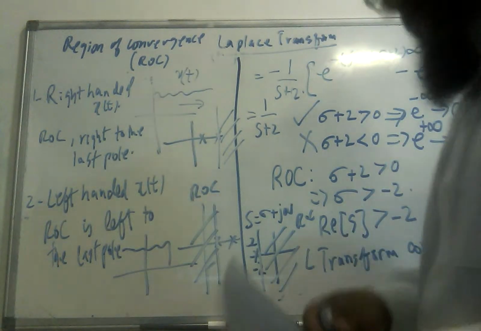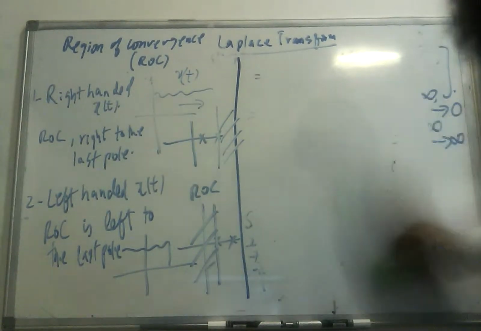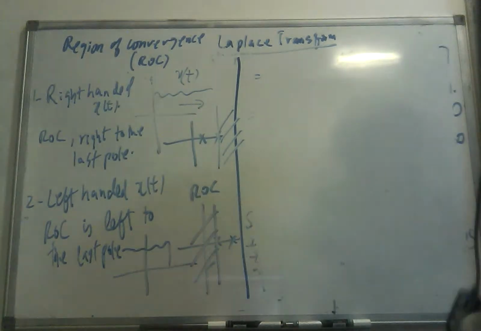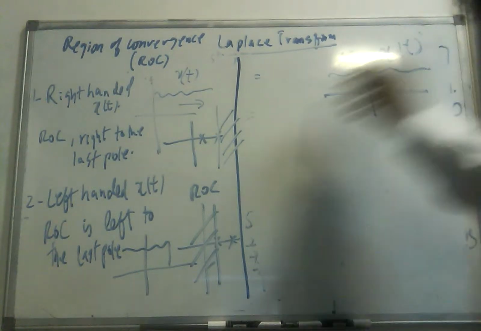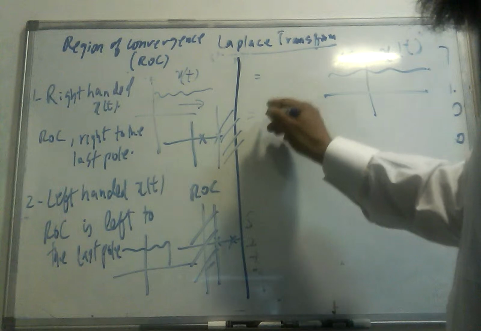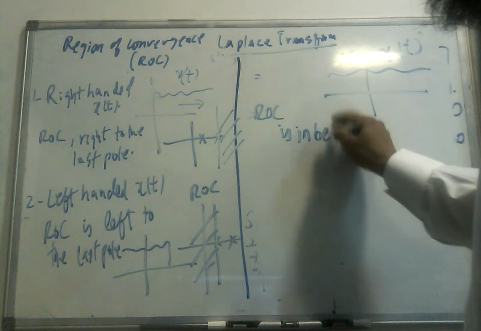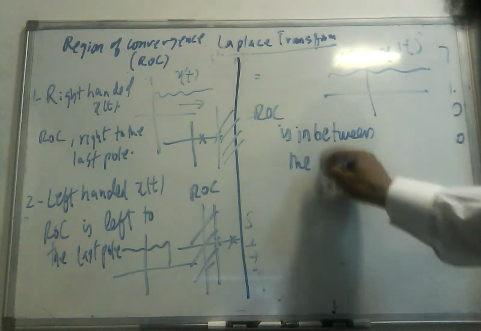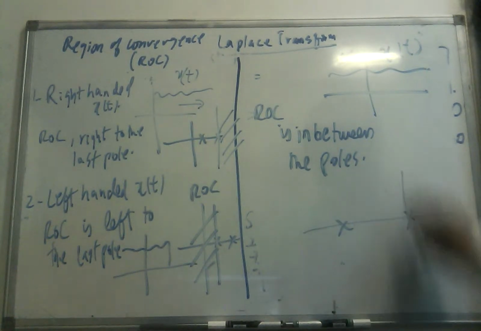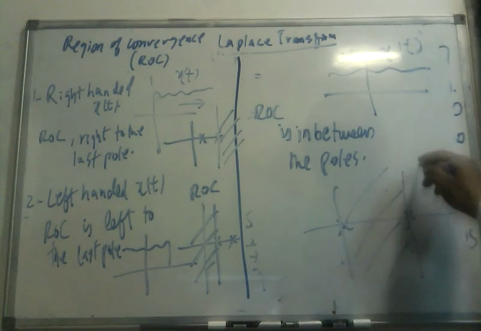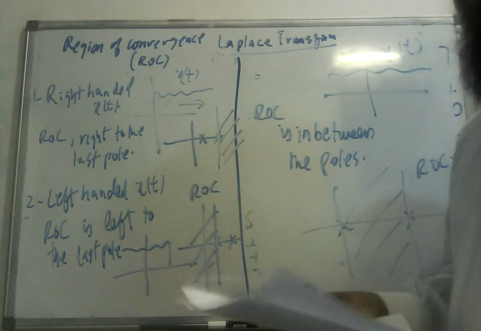And the third rule is if the function is both left and right-handed, an open function like this, so if x of t is a two-sided function, then the region of convergence is in between the poles. So these are the 3 general rules, and using these rules we can find the region of convergence of any function.